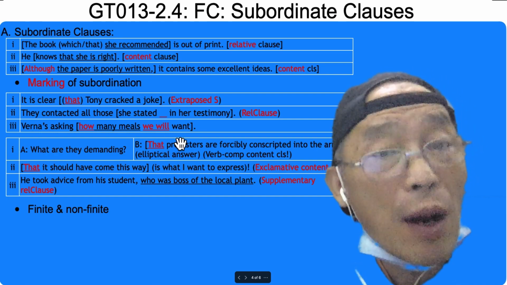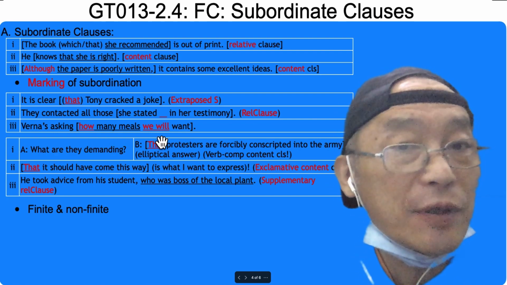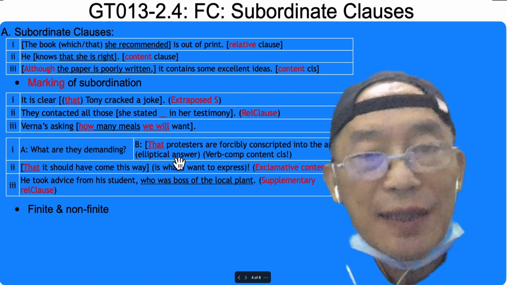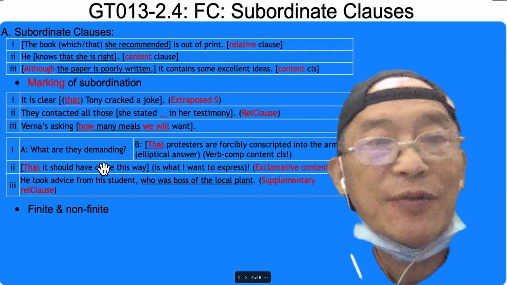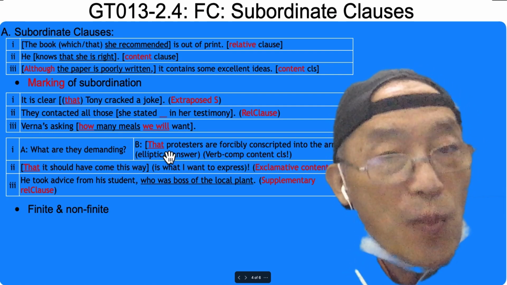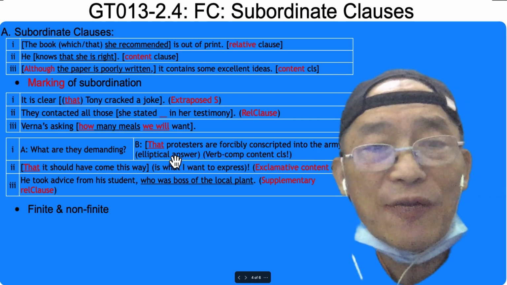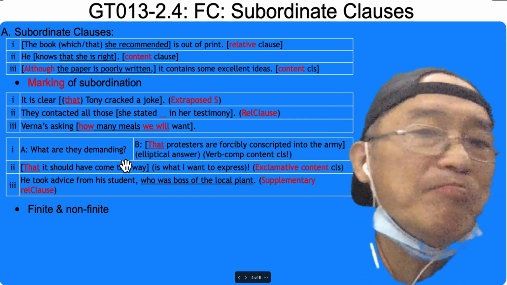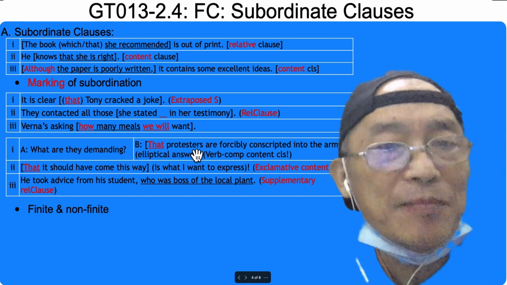So another kind of marking for a subordinate clause. No inversion here. What are they demanding? They demand that blah, blah, blah. So they demand, you don't have to mention that. They demand that, but this that, you must put it there because it's the beginning of this content clause for this verb. This verb is taking a content clause as its complement.